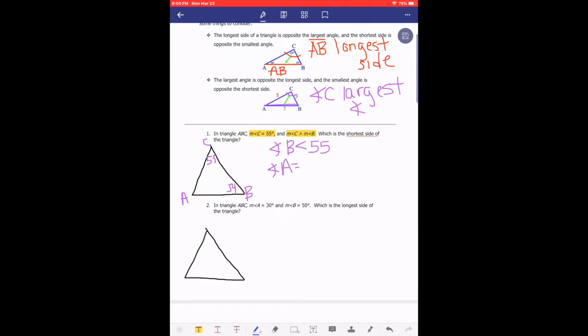To find angle A, I know a triangle's angles add up to 180, so I would do 180 minus the angles I know, minus 54, minus 55. I would get 71 degrees for angle A. So I know that the smallest angle is angle B because that's 54. And this problem is asking you for the shortest side. So the shortest side is opposite the smallest angle. That would be over here, AC. That would be my smallest side.